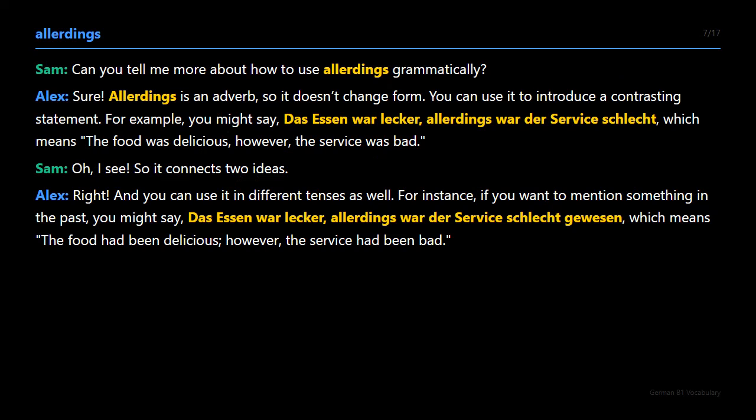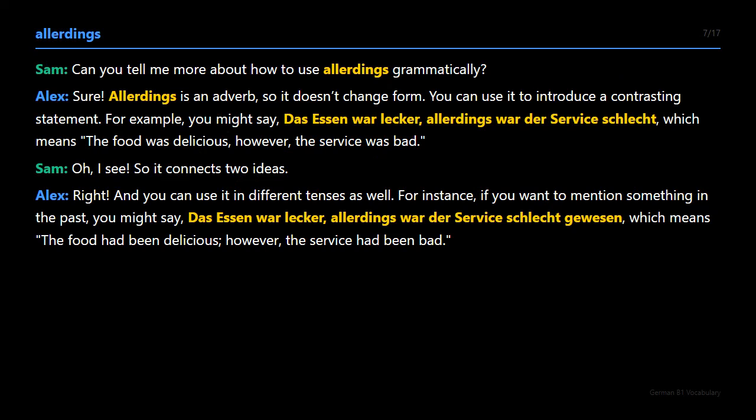Oh, I see. So it connects two ideas. Right. And you can use it in different tenses as well. For instance, if you want to mention something in the past, you might say, Das Essen war lecker, allerdings war der Service schlecht gewesen, which means the food had been delicious, however, the service had been bad.